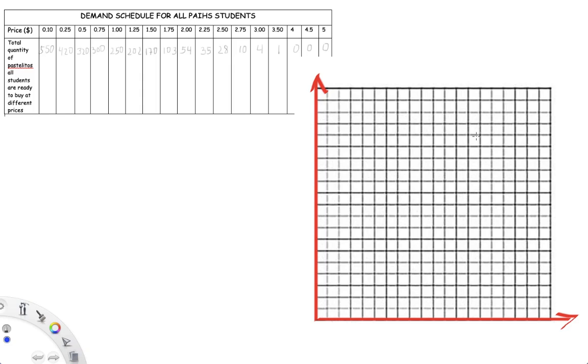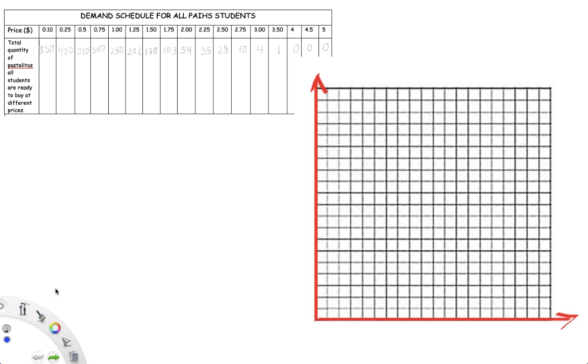So this video is about graphing your demand schedule. I chose some numbers over here. However, the numbers I chose are not the ones you should graph. You should graph the demand schedule that you created. I just created those numbers as an example.